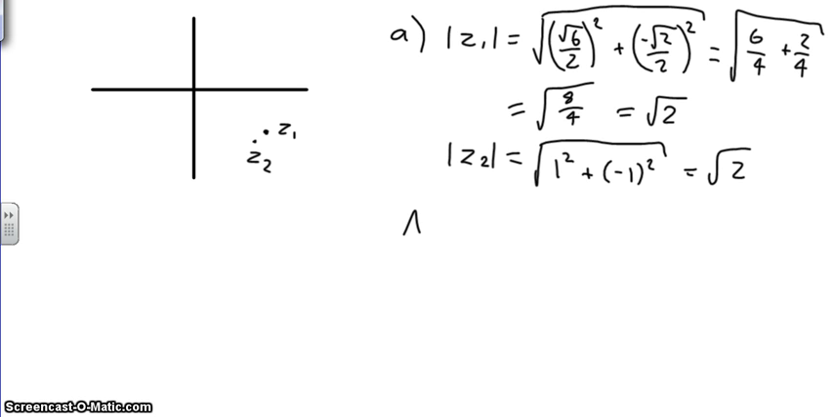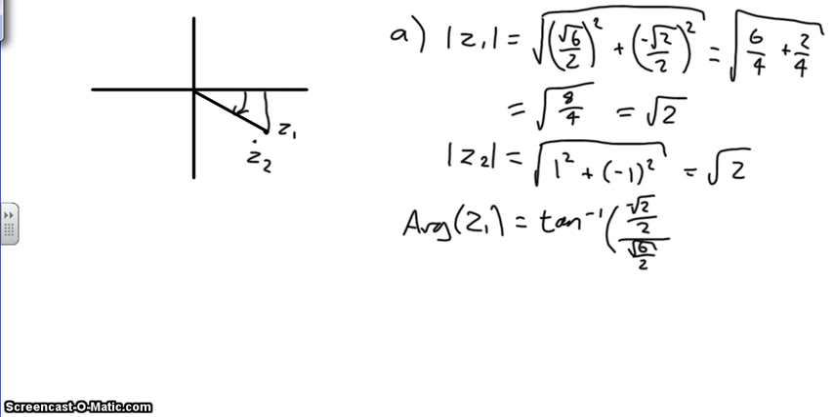Now the arguments of each of these complex numbers. Argument of Z1, if we have a look there, the argument, as you can see, is that angle there. So that's tan to the minus 1 of this thing. First of all, we do the opposite divided by the adjacent. The opposite is the complex number, so that's root 2 over 2 divided by the adjacent, which is root 6 over 2. Simplifying the 2's, we get tan to the minus 1 of minus root 2 over root 6, which is minus 1 over root 3.